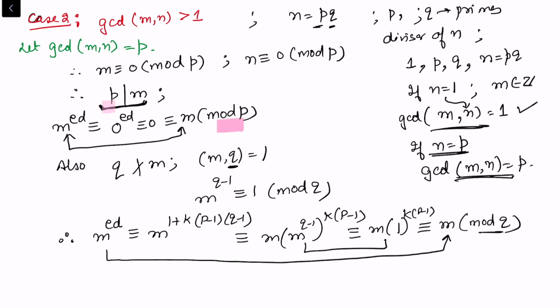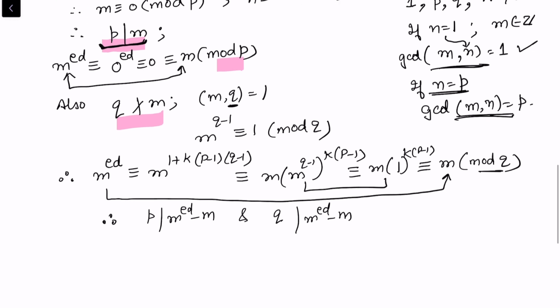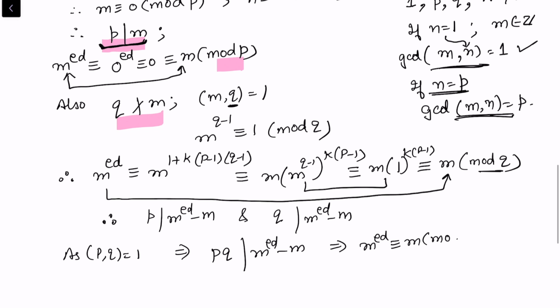So here we said that p divides m, and maybe q does not divide m. From both of these, we can say that p divides m to the power ed minus m, and q divides m to the power ed minus m. p and q are prime, so as the GCD of p and q is equal to 1, the product pq will also divide this, which means m to the power ed is congruent to m mod pq. So we get this result.